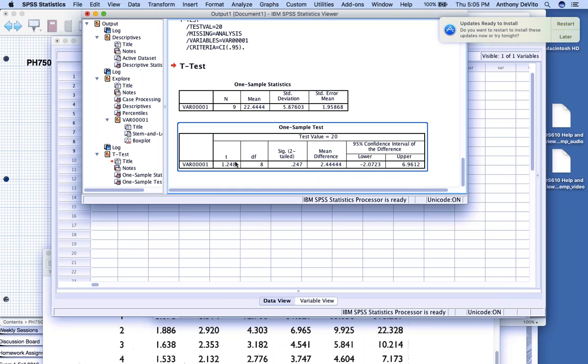So this has to be more than 2.3. This has to be less than 0.05. In fact, you don't need to go to the table, because if this is less than 0.05, you know you're already going to have a t-value which is big enough. Let's go back to our numbers and do this calculation.